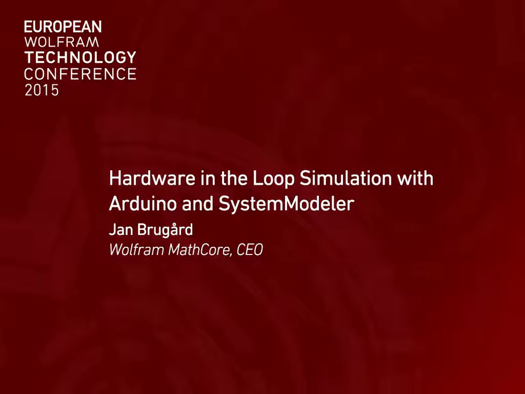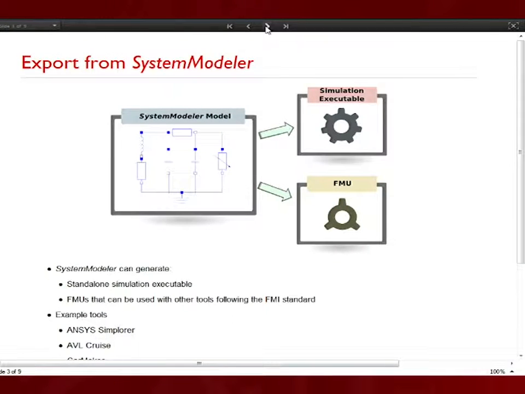But before I do that, I will start with an overview of connectivity in SystemModeler. And then I'll give the Arduino examples, including this one and a couple more, before I wrap up with a very short coming soon section. For the things I will mention on connectivity, some I will just briefly mention, some I will show an example of. But the focus will be on Arduino.